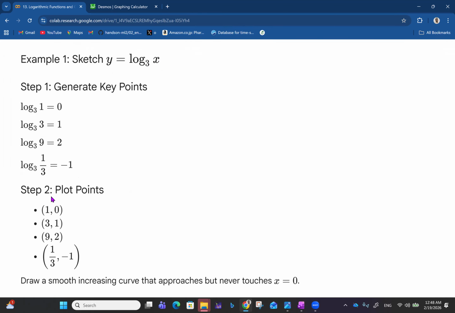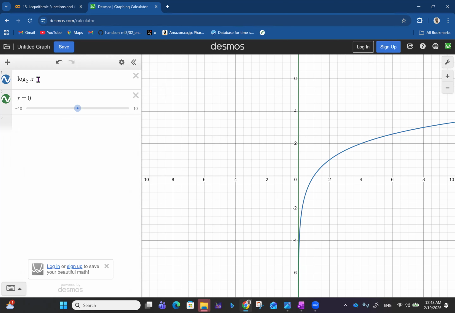Then in step 2 we can plot the points. So we can plot (1, 0), (3, 1), (9, 2), (1/3, minus 1). These are values of x and y. Then draw a smooth increasing curve that approaches but never touches x equals 0. Well, Desmos makes that easy for us. We just have log x to base 3 here, and that's it.